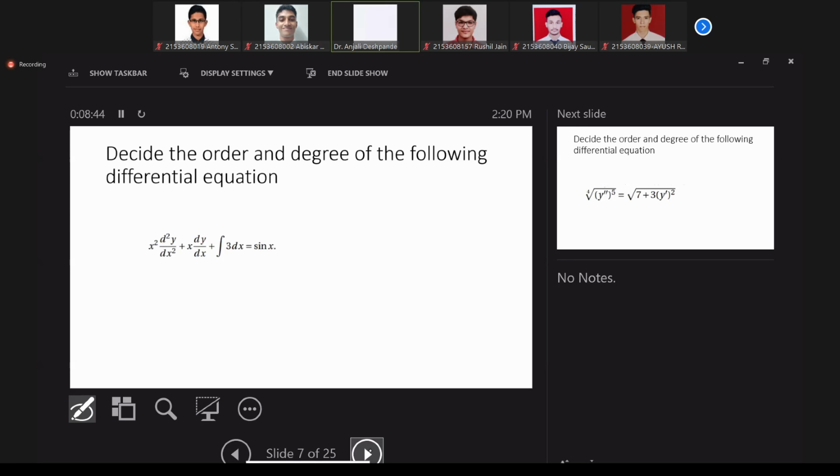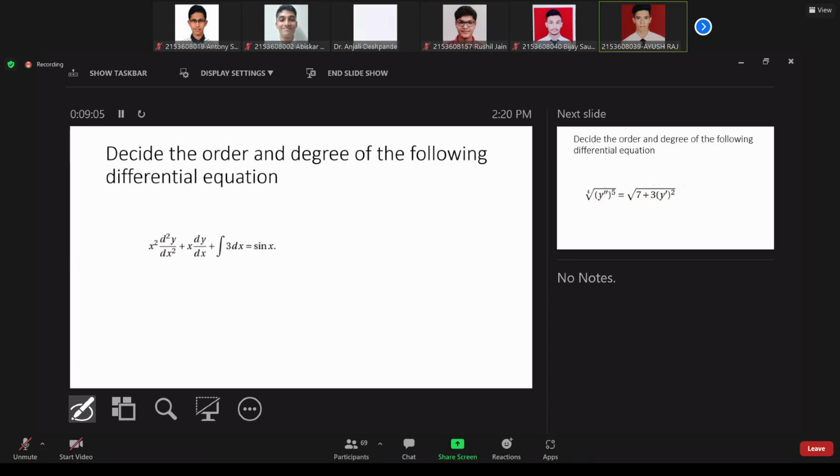Now you have to decide the order and degree of this differential equation. Order is 1, degree is 1. Don't be so fast, okay? Just give it a minute and think and let me know. Just think for a few seconds. We will have to differentiate it.